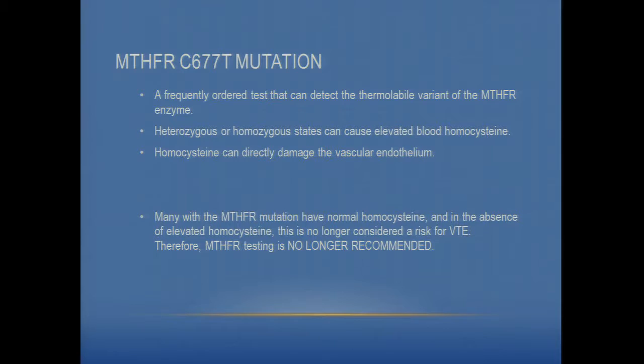And they were able to demonstrate in vitro that elevated homocysteine levels can directly damage the vascular endothelium and lead to thrombosis. Now, in the last 5 years, maybe even 10 years, we've really come to understand that the problem here is the elevated homocysteine level and not the mutation itself. There are many patients who carry at least one C677T MTHFR mutation, and if their homocysteine levels are normal, we do not consider that a risk factor for venous thromboembolism.